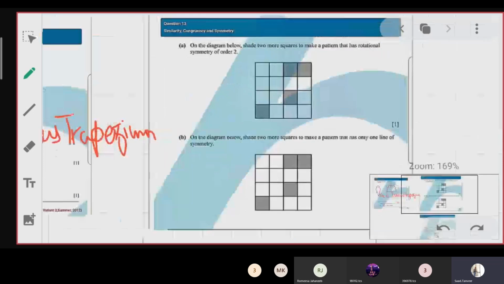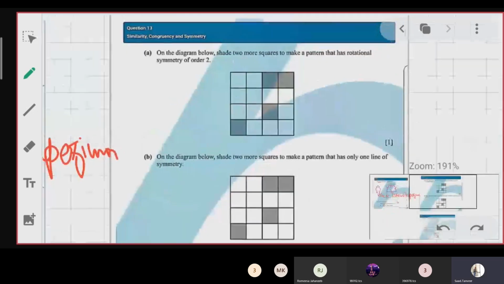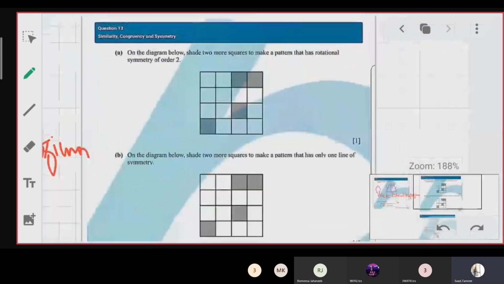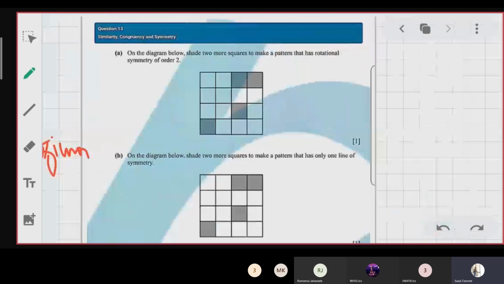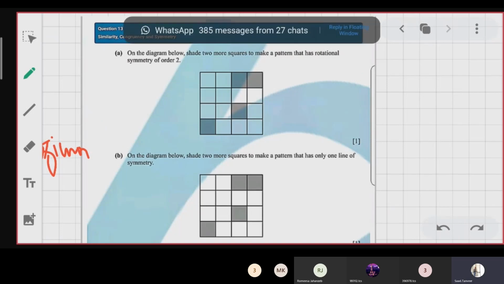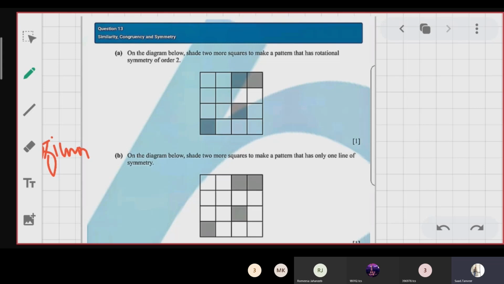Moving forward. In question number 13. On the diagram below, shade two more squares to make the pattern has rotational symmetry of order 2. Now they are asking you to make the rotational symmetry of order 2. अच्छा भाई ऐसे केस में क्या करने वाले हम? What are we supposed to do in the following cases?